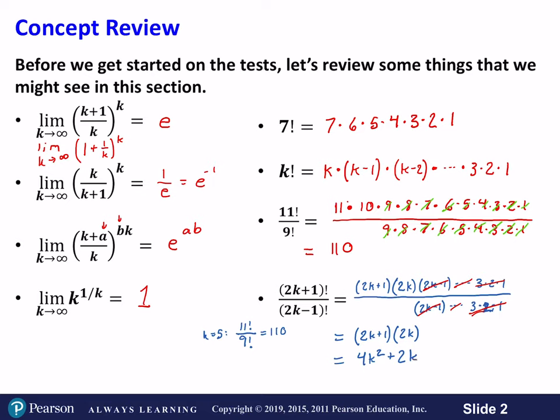All right, so that's the way to think about this in general: you would write out all of the terms from the numerator, all the terms from the denominator, and see what cancels out.